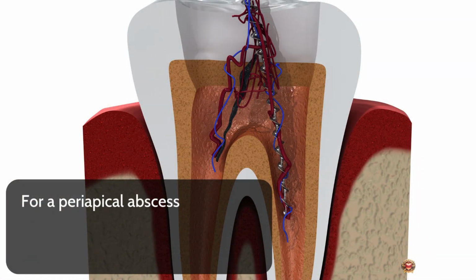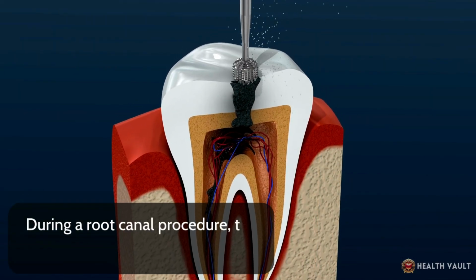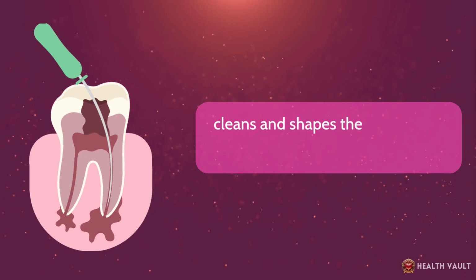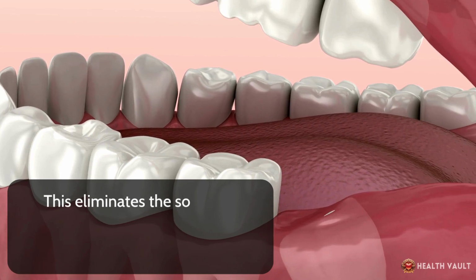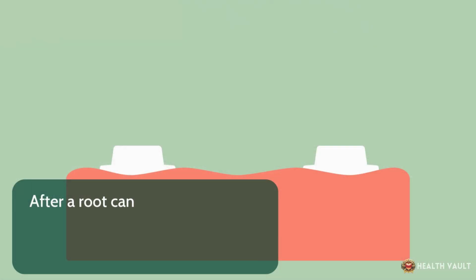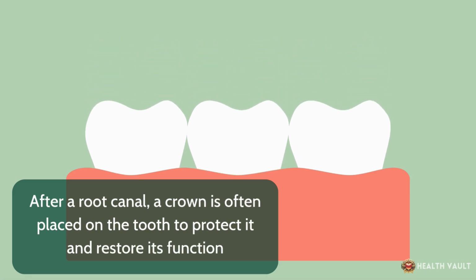For a periapical abscess, the one at the tip of the root, a root canal is often recommended. During a root canal procedure, the dentist removes the infected pulp, cleans and shapes the root canals, and then fills and seals them. This eliminates the source of infection while preserving the natural tooth. After a root canal, a crown is often placed on the tooth to protect it and restore its function.